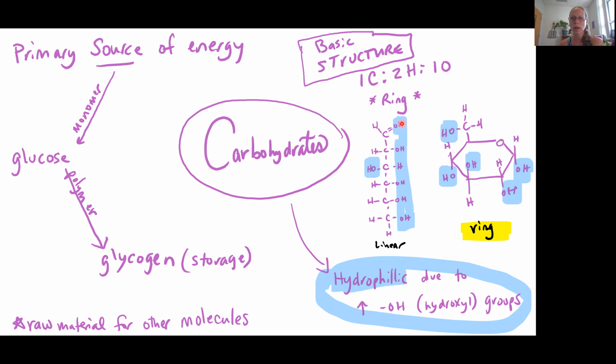Notice we have lots of hydroxyl groups here. That's the OH group there. Because of all of those hydroxyl groups, we can describe carbohydrate molecules as hydrophilic. Hydrophilic means water-loving. So this is a reason why carbohydrates are going to dissolve in water. So they are going to be polar molecules.